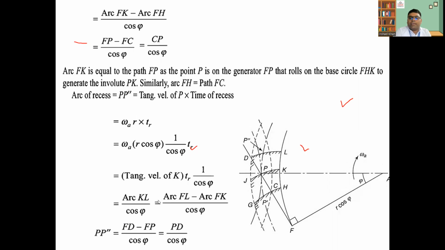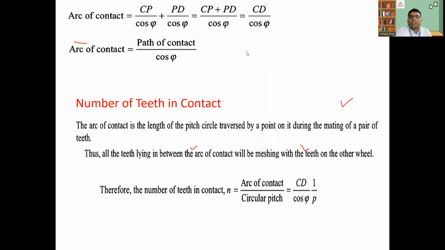So we get arc FL equal to FD minus FK, which becomes FP cos phi, and this becomes PD. So we add both things. The arc of contact is equal to CP upon cos phi plus PD upon cos phi. This becomes CP plus PD, which is CD, upon cos phi. That is, path of contact upon cos phi.